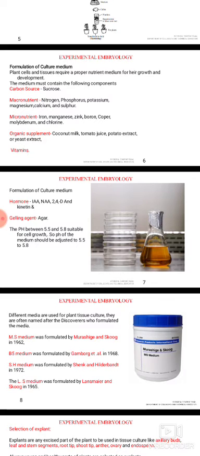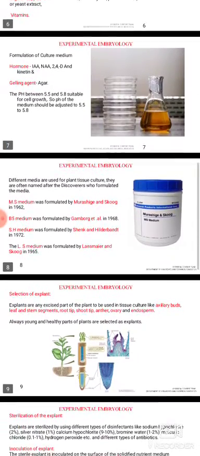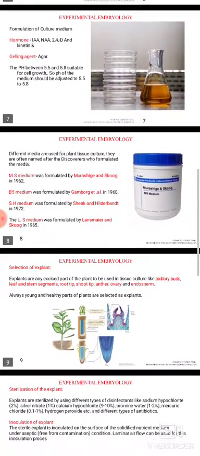Then the formulation also requires hormones like IAA, NAA, 2,4-D, kinetin, and they also require a gelling agent, and it is usually agar. The pH should be between 5.5 to 5.8, suitable for cell growth, so the pH of the medium should be adjusted.